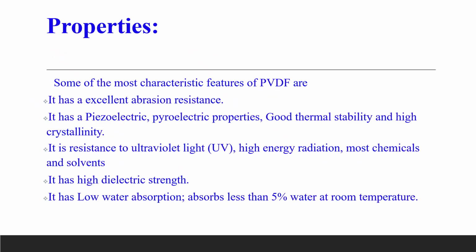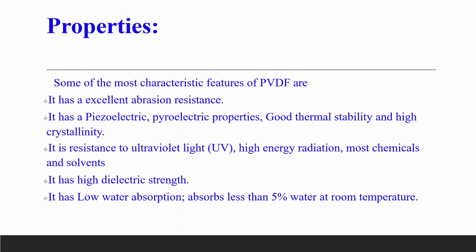Then properties. It has excellent abrasion resistance. It is piezoelectric, pyroelectric, and has good thermal stability. And also it possesses crystallinity property. Okay. And it is resistant to UV radiation, so you can have a large amount of applications. Okay. High energy radiation, most chemicals and solvents, they are resistant to it.